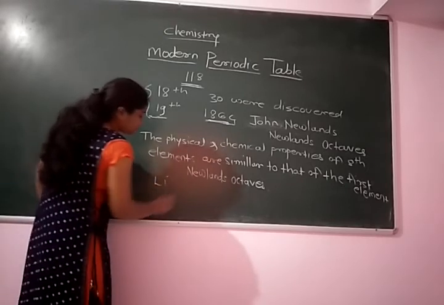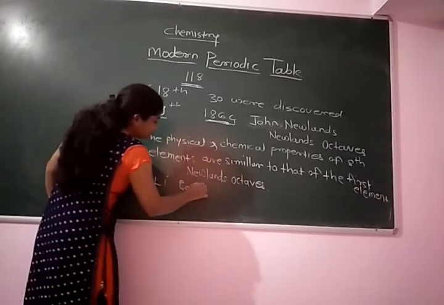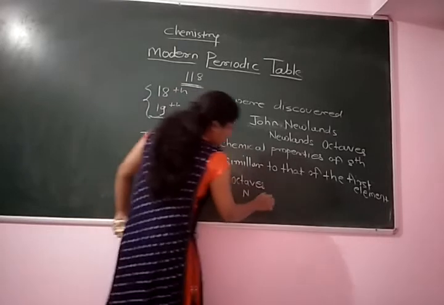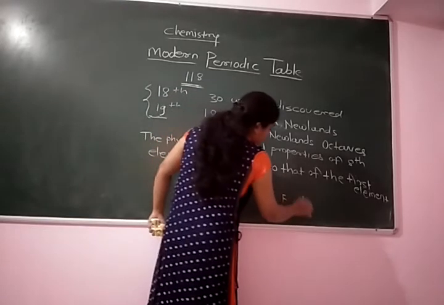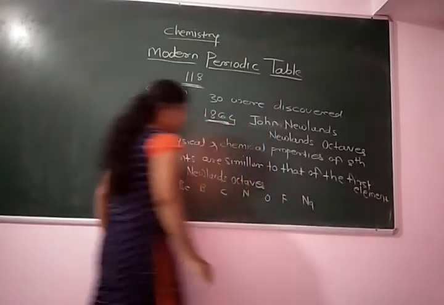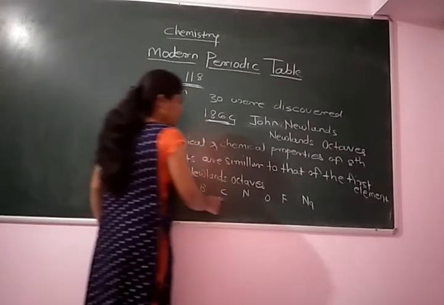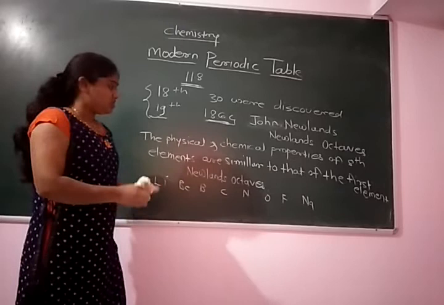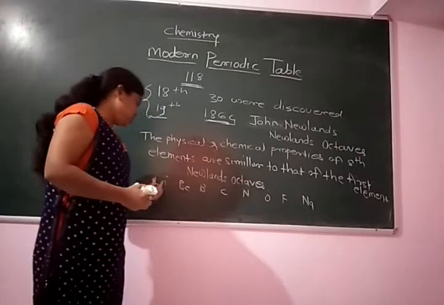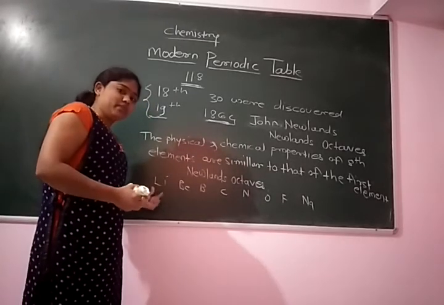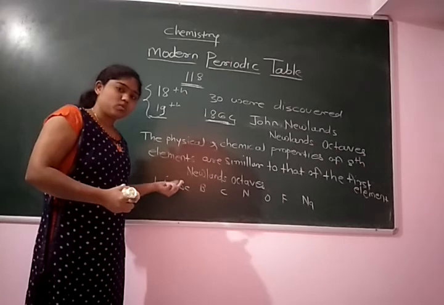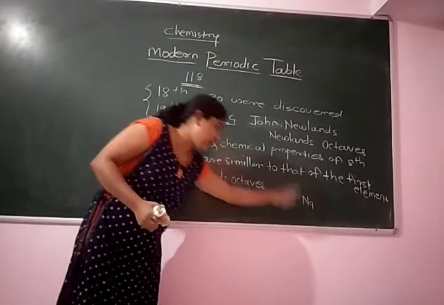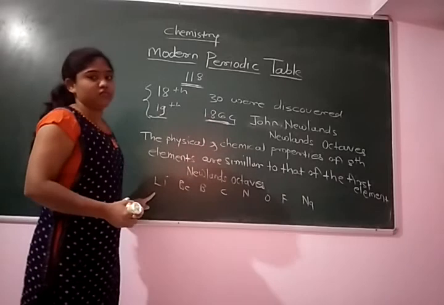Lithium, beryllium, boron, carbon, nitrogen, oxygen, fluorine, and sodium. How many elements are there? 1, 2, 3, 4, 5, 6, 7, 8. Okay. So what is the Newlands octave? The properties of the eighth element, their physical and chemical properties. So we can say the properties of the eighth element are similar to that of the first element.